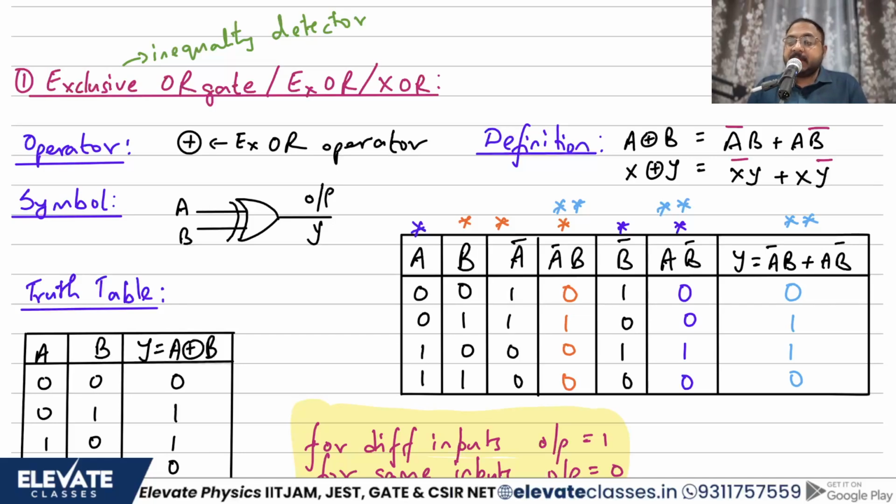Now I can explain to you why we have the name inequality detector. अब इसको inequality क्यों बोला? क्योंकि whenever the inputs are unequal inputs, high output, unequal inputs, high output. So please understand this and remember this, that this is how an XOR gate will be. This will help you to solve problems very quickly.